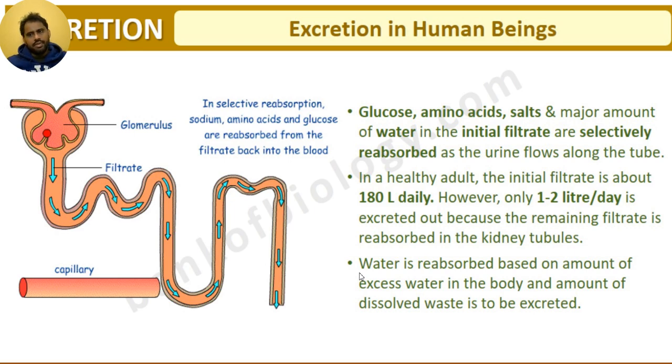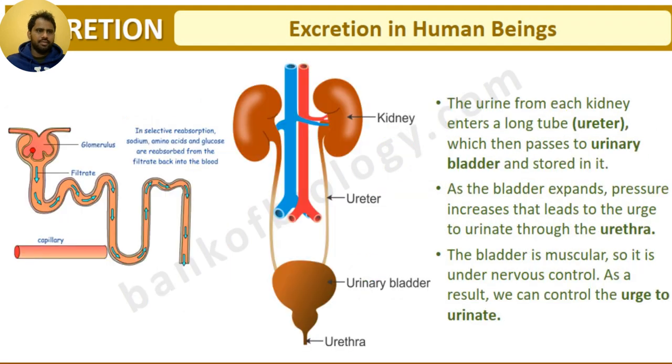In a healthy adult, the initial filtrate is about 180 liters daily. However, only 1 to 2 liters a day is excreted out because the remaining filtrate is reabsorbed in the kidney tubules. Water is reabsorbed based on the amount of excess water in the body and the amount of dissolved waste to be excreted.